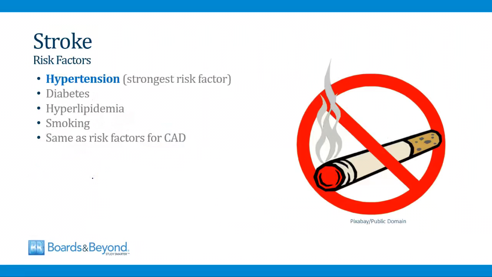Risk factors for stroke are shown in this slide. Hypertension is the strongest risk factor, but other risk factors are diabetes, high cholesterol, and smoking, and these are the same as the risk factors for coronary artery disease.